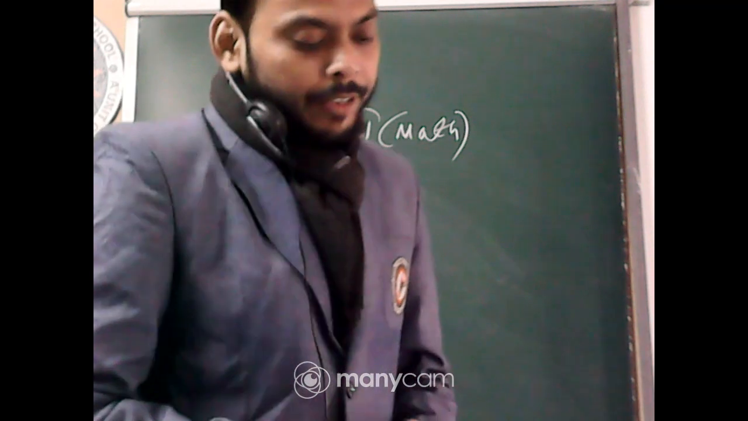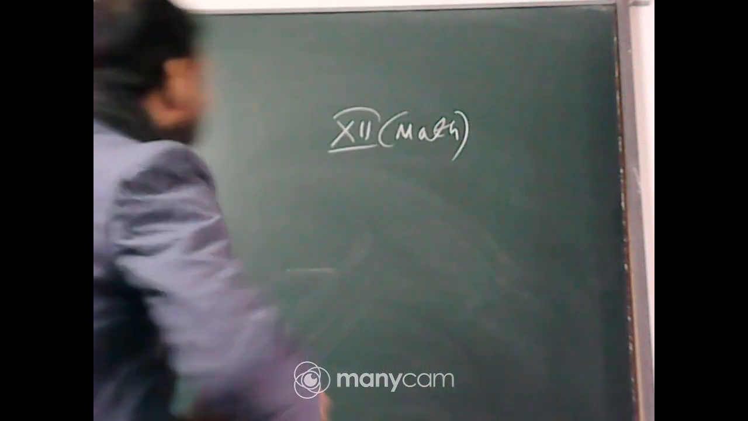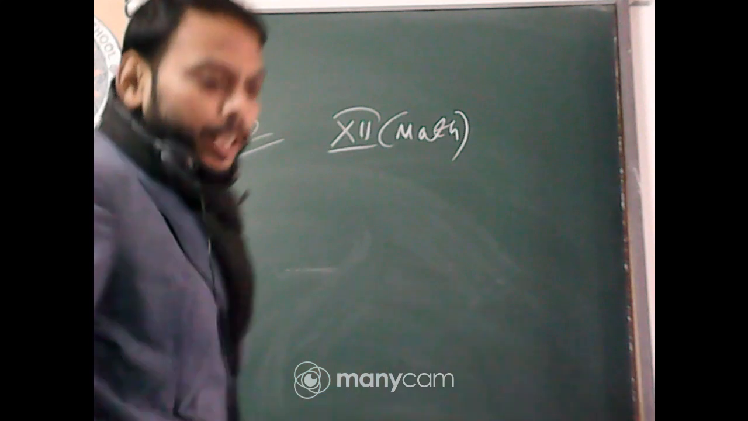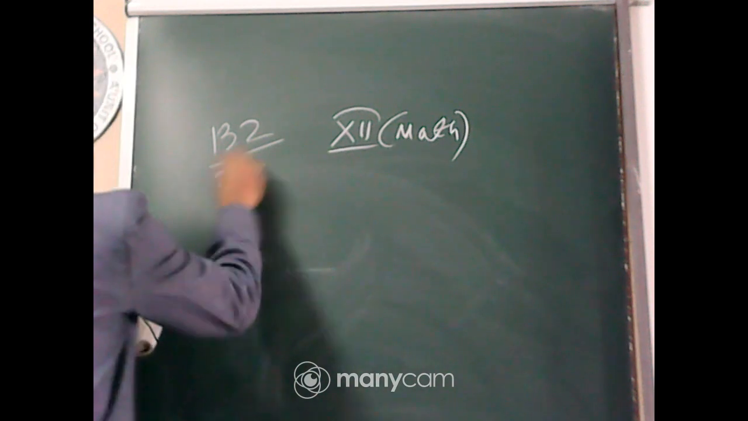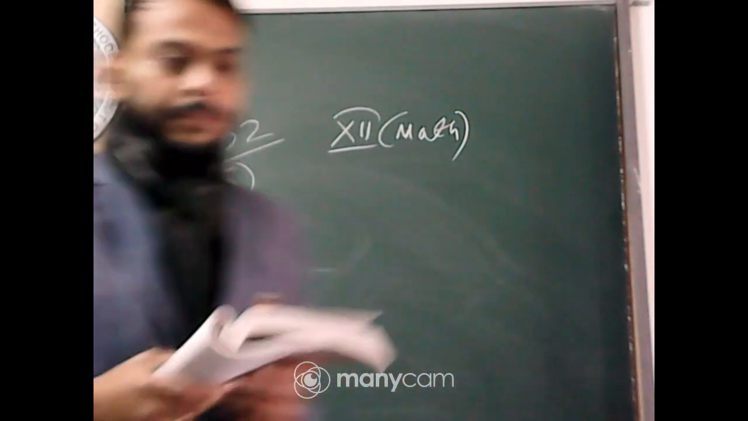You know that previous day we have done up to question number 4 of exercise number 13.2 of probability. That is page number 546. Today we will start from question number 5. So first of all, go through the problem.